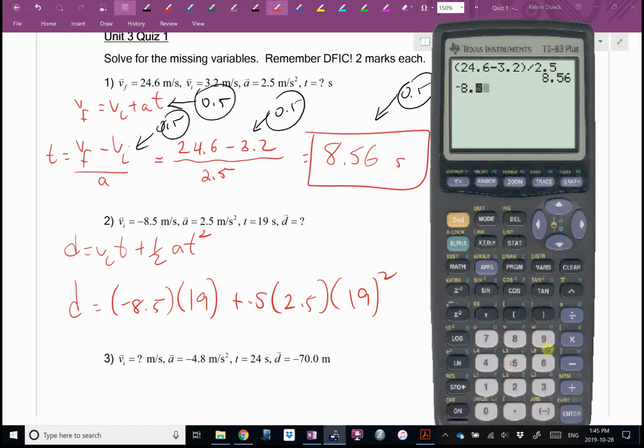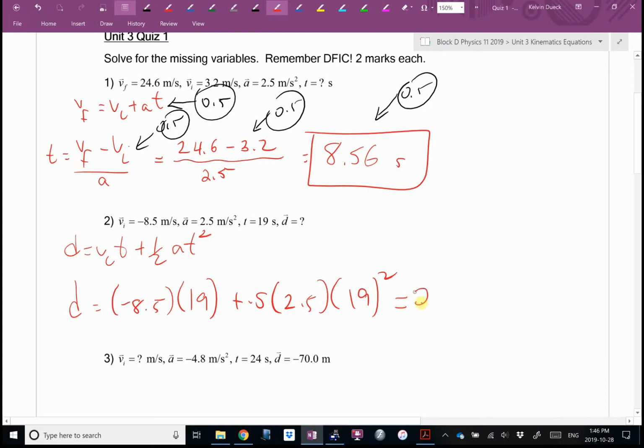Negative 8.5 times 19 plus 0.5 times 2.5 times 19. Don't forget my x squared button. You get 289.75. I would give you full marks if you wrote that. I'm going to go to three sig figs and call it, well, I guess 290, technically. Units, meters.